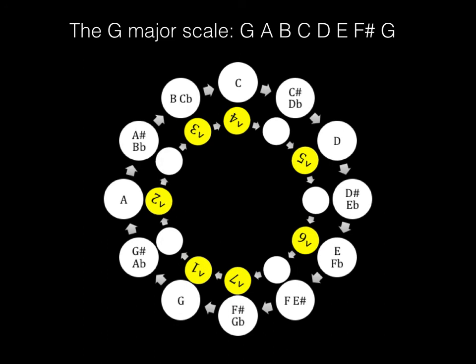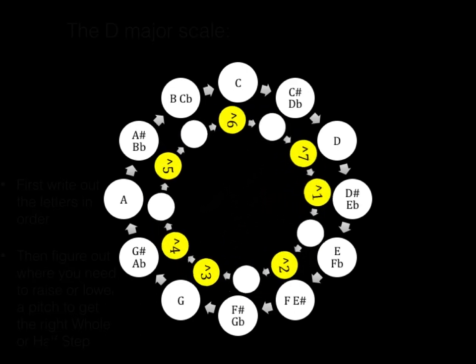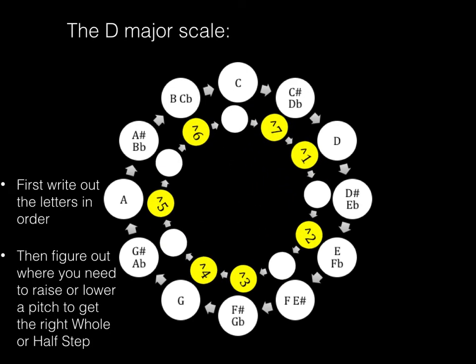Similarly, the G major scale would have G, A, B, C, D, E, F sharp, and then back to G. And why is it F sharp and not G flat? Well, because we can't have both G flat and G in the same scale. So the D major scale. Let's figure this out. First, you would write out your letters in order. D, E, F, G, A, B, C, back to D. So you know that you have all of your letters. And then you figure out what sharps or flats you need to bring to the party.